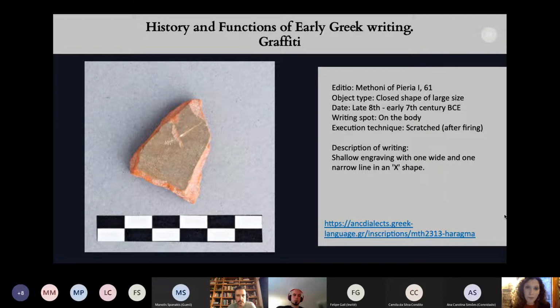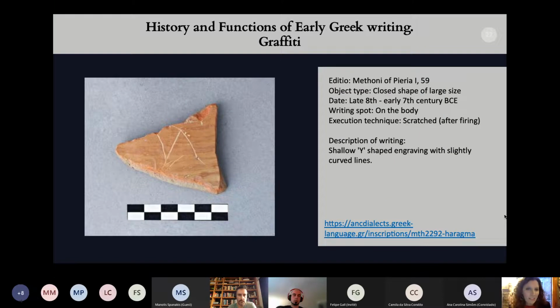So we have, for example, other marks like that, just a cross. Okay, you can say that it's a key shape, but it's pretty clear that it is empty on the right and on the left. So it's basically a mark on the ceramic made after firing. And then we have something like that, it's basically impossible to understand. Is it a letter, or a mark of some kind? It's just impossible to say.